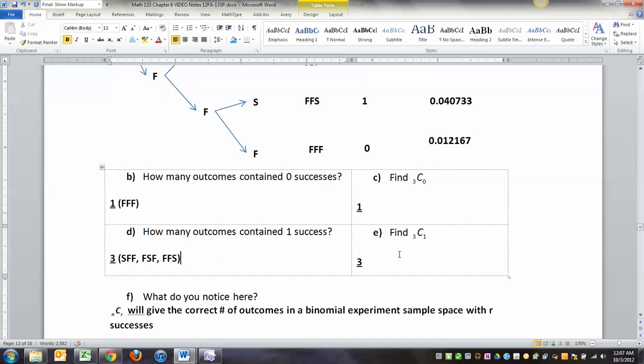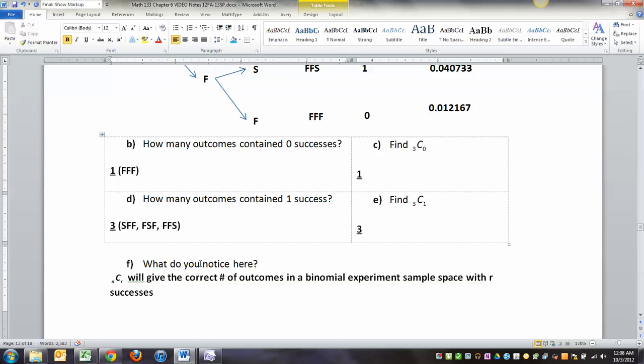Noticing something? There were 3 players, and I'm choosing 1 to succeed. There are 3 ways I could do that, right? There are 3 players, I'm choosing none of them to succeed. There's only one way that could happen. Fail, fail, fail. Right? So what are you noticing, hopefully?